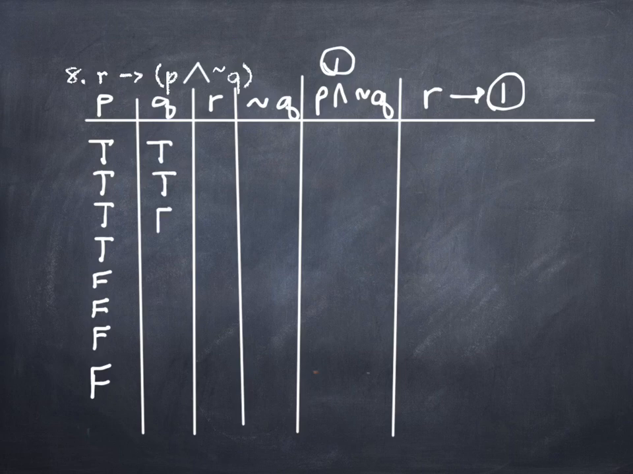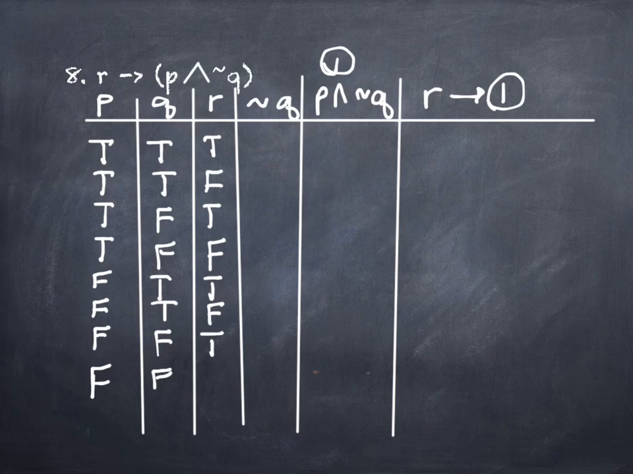All right. So Q then is what? True, true, false, false, true, true, false, false. And R? Alternate: true, false, true, false, true, false, true, false. Nice. How about tilde Q then? So we flip around the column Q, which is false, false, true, true, false, false, true, true.